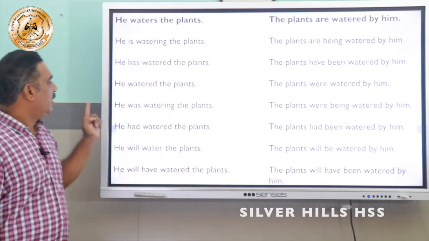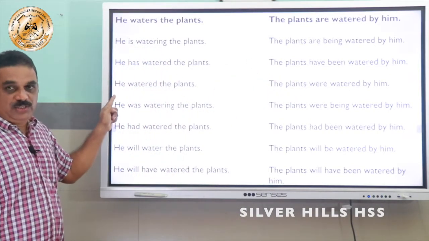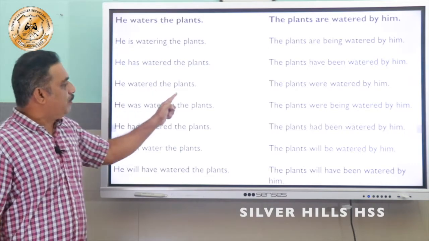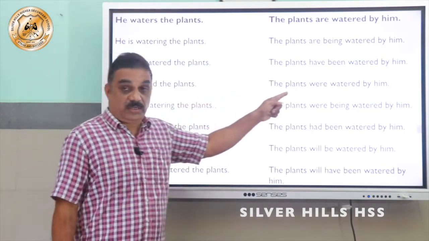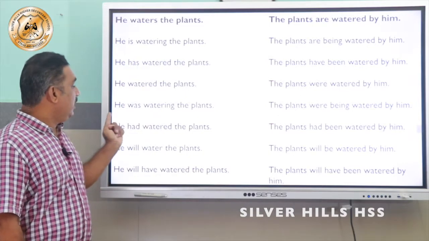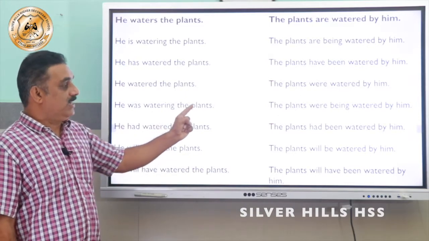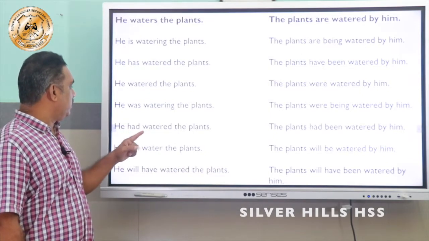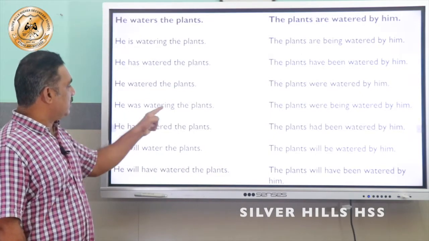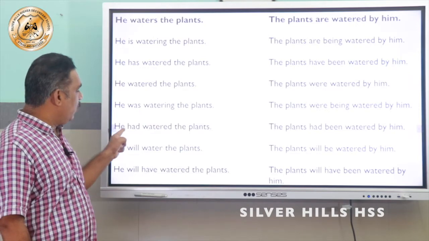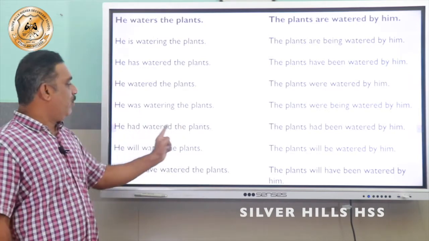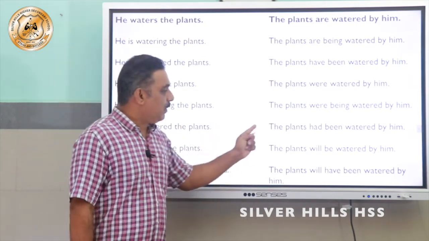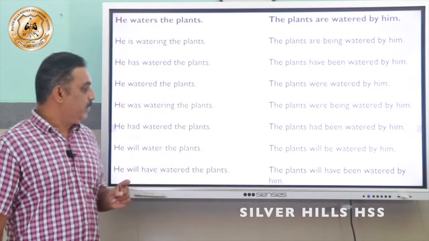Present tense over. Past, simple past, active form. He watered the plants. The plants were watered by him. Second one, he was watering the plants. The plants were being watered by him. Then, this is past continuous, and here we have past perfect. He had watered the plants. The plants had been watered by him.